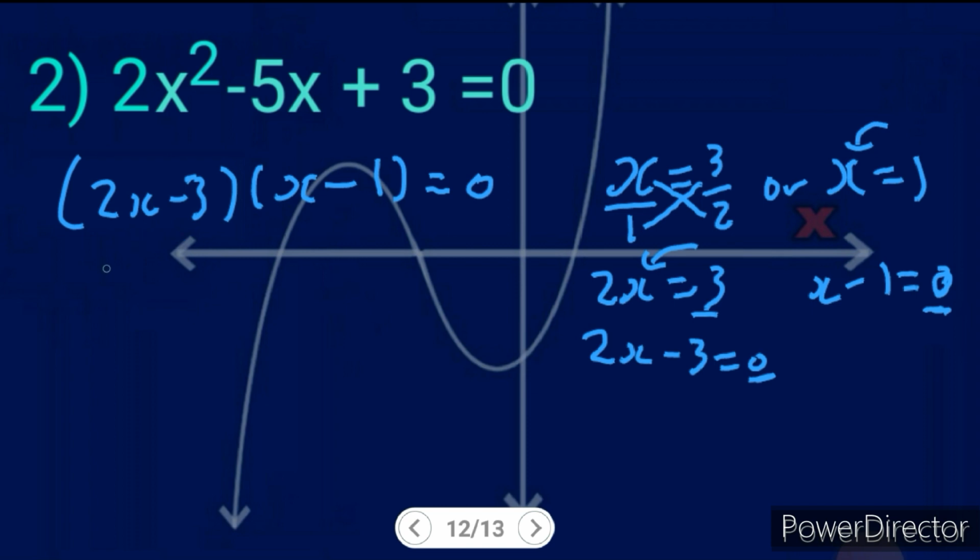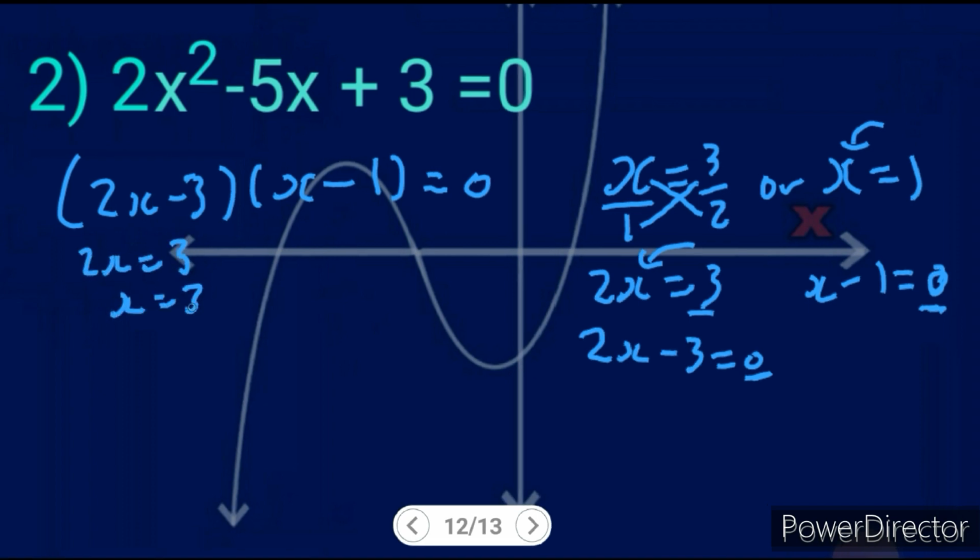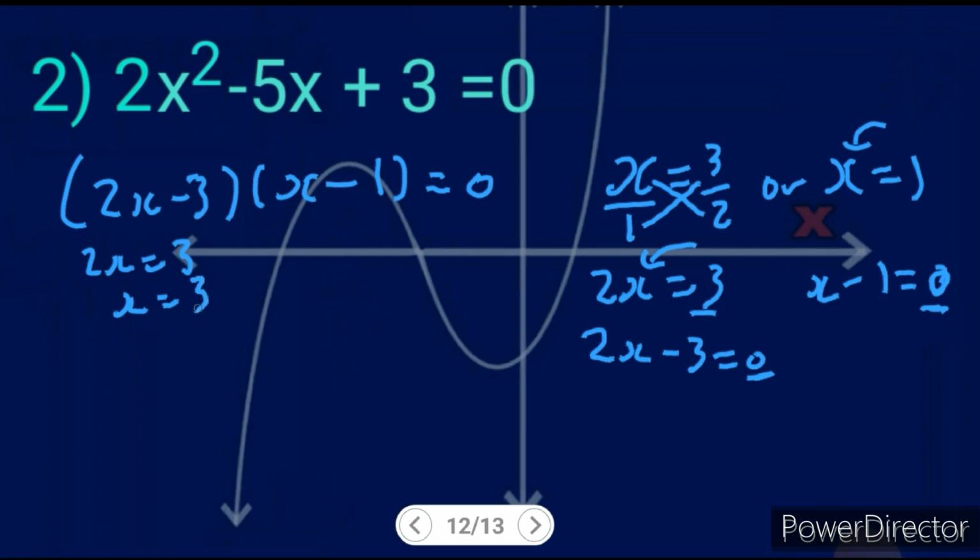Then you'll proceed to say 2x is equal to 3. x will be equal to 3 over 2. And then this side is going to be x is equal to 1. So there we have it. We have pretended as though we have factorized, while we have just used the calculator in essence.